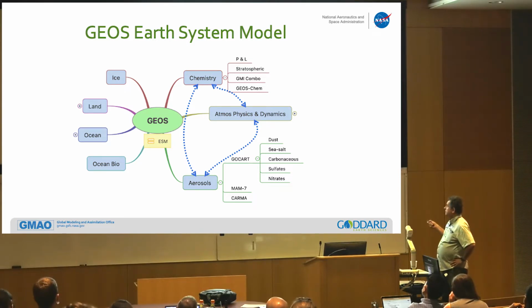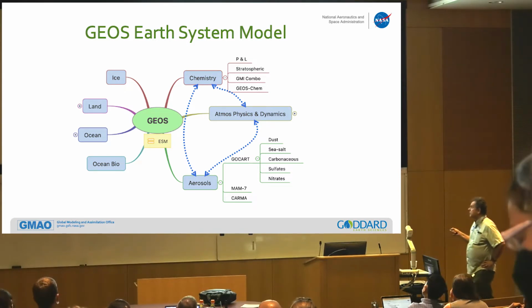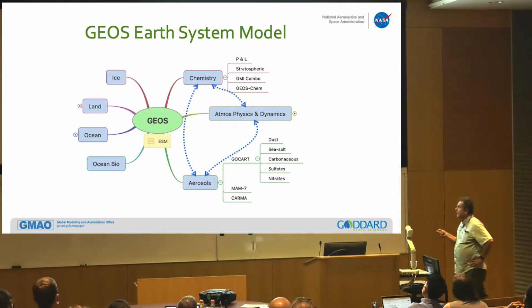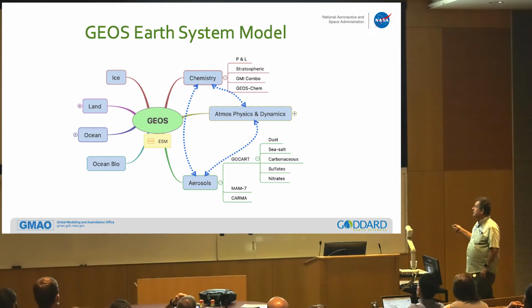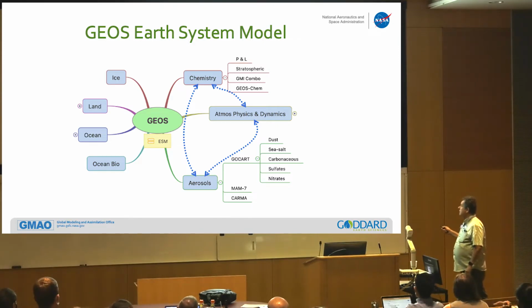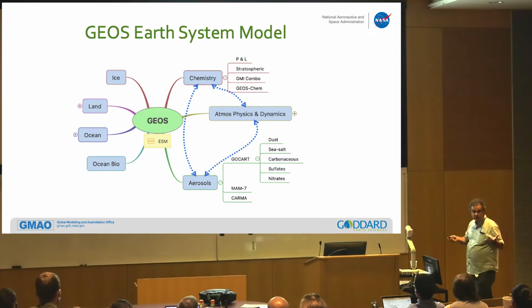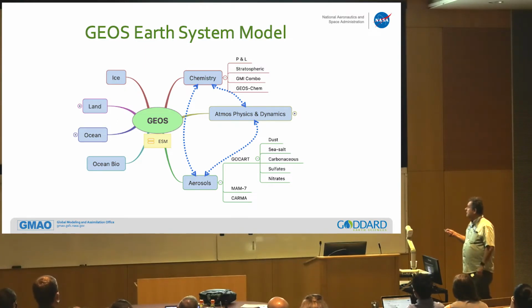So here, this Earth system model has components for sea ice, land ice, and the land, including vegetation. There's an ocean model for the physical ocean, and for ocean biogeochemistry. And on the atmospheric component, you have the atmospheric physics and dynamics, your weather, hydrodynamics. And you have as well full chemistry: reactive gas chemistry, greenhouse gases, and aerosols.